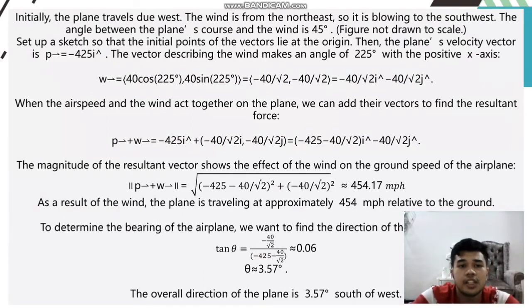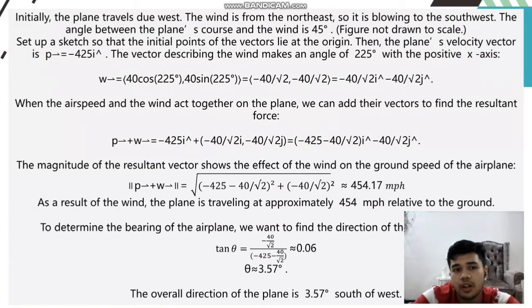Next, when the plane and the wind add together, we can add their vectors to find the resultant, which is P plus W equals negative 435i plus, in parentheses, negative 40 per square root 2 i, also negative 40 per square root 2 j, and we get the answer: negative 435 minus 40 per square root 2 i, also negative 40 per square root 2 j.